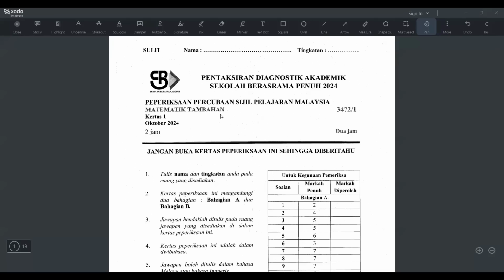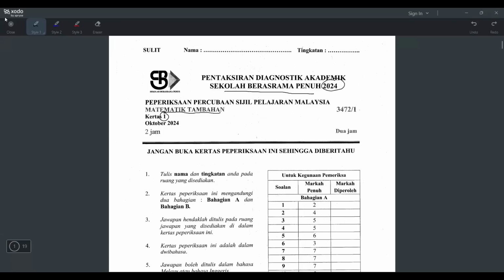All right, I'm here with another video. So this is another Addmaths paper, and today we will do the SBP Addmaths paper. This is the Sekolah Asrama Penuh Trial 2024 Addmaths Kertas 1. Okay, let's start.